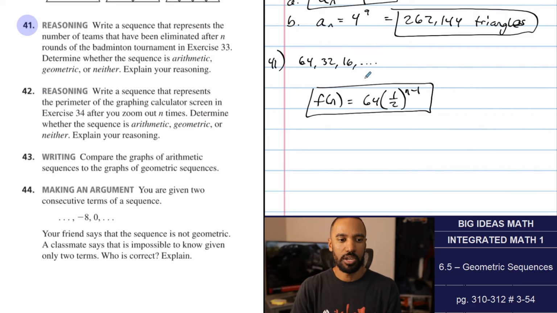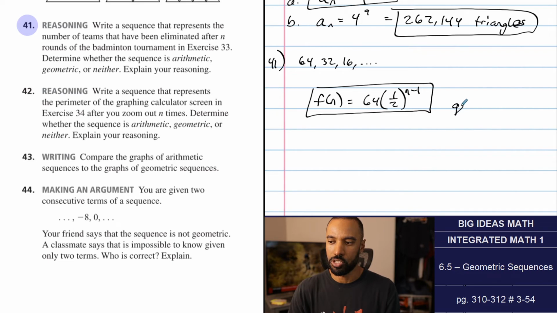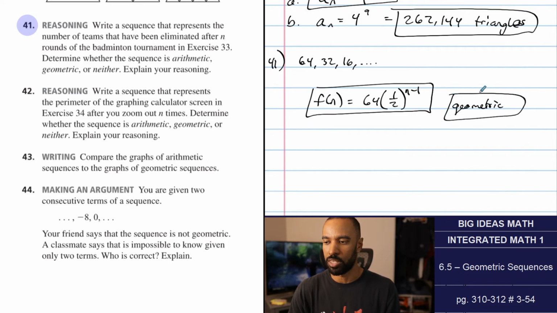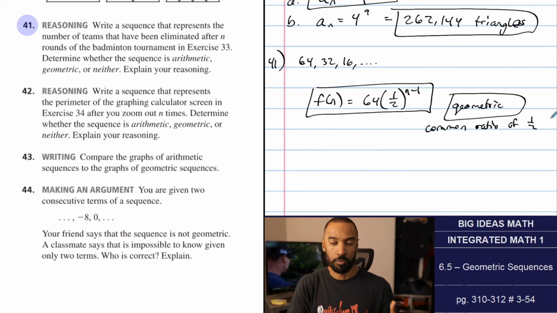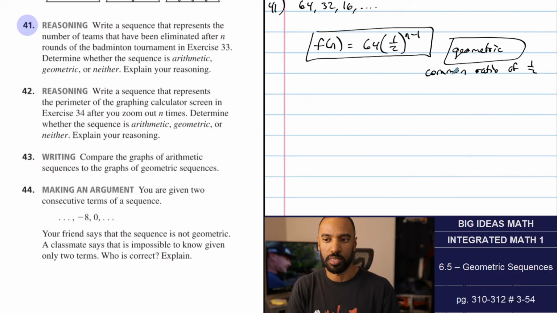It says determine whether the sequence is arithmetic, geometric, or neither. This is geometric. Now, I wouldn't have written my rule had I not known what this was, but there's a common ratio of 1/2. Whenever you're knocking the teams down to half of what they were before, this is totally geometric in that way.